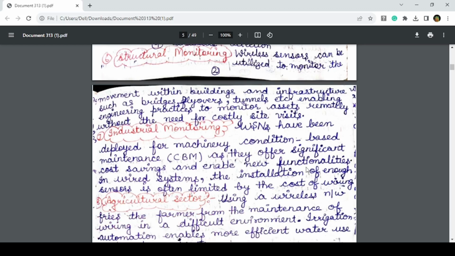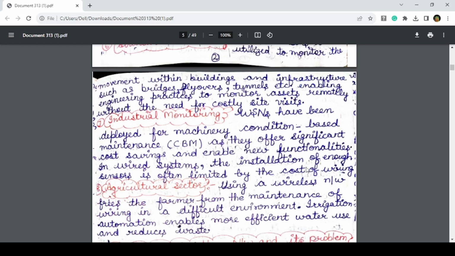Next, industrial monitoring. Wireless sensor networks are also used for industrial monitoring. They have been deployed for machinery condition-based maintenance, as they offer significant cost savings and enable new functionalities in wired systems. The installation of enough sensors is often limited by the cost of wiring.